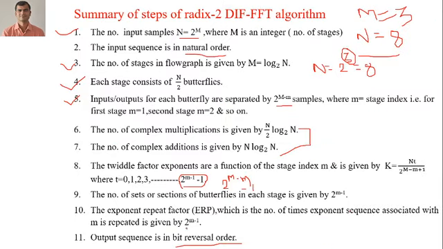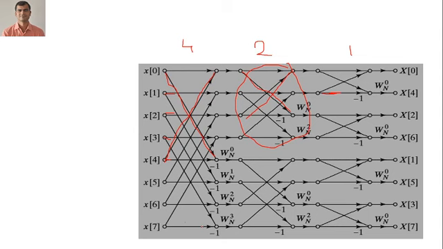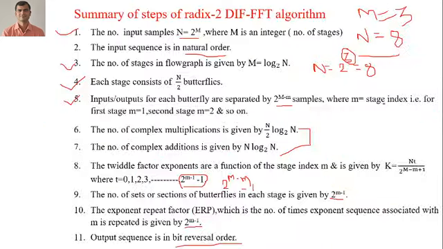And the twiddle factor exponent, so 2 raised to m minus 1. So again it is going to repeat. For stage 1 it is for 1 time, for stage 2 it is for 2 times. Same here, 1 time, then 2 times, then 4 times. So as you see here, the twiddle factor exponents are going to repeat only 1 time. Here it is repeating 2 times, and here also it is repeating 4 times. And the output sequence is in what? The output sequence is in bit reversal order. So in that way we can find the radix-2 DIT FFT algorithm using these steps only.